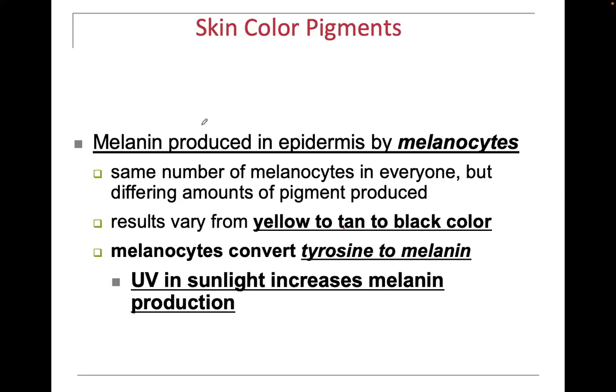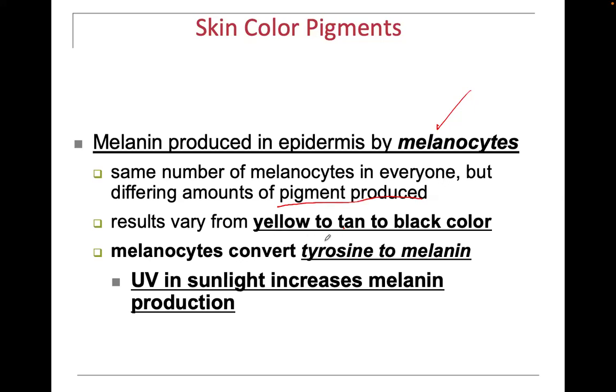So when we look at what creates the different color tones, it's melanin. Now, we all have these cells that are called melanocytes, and we all have the same number of melanocytes in each person, but what differs is the amount of pigment that we produce. And that's why all of our skin tones can vary from white to yellowish to tan to black in color. It can change.